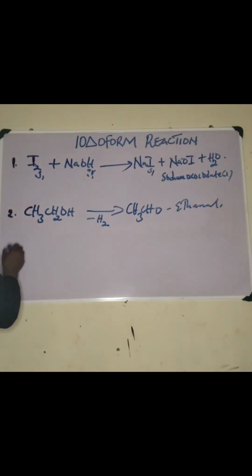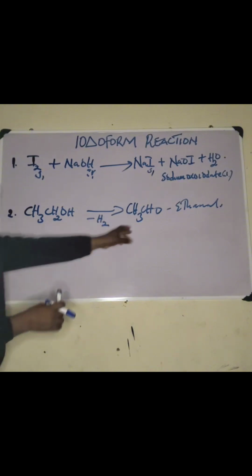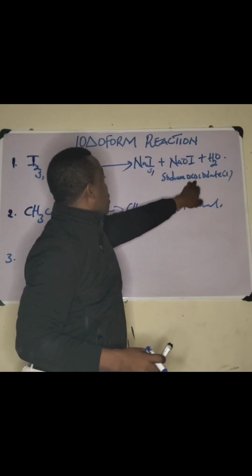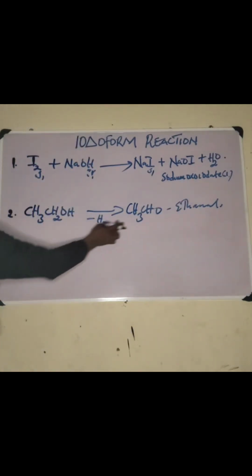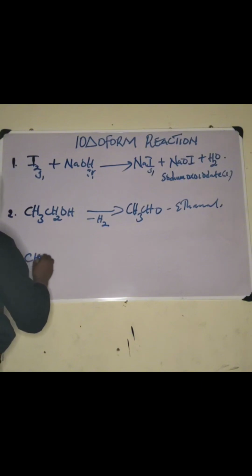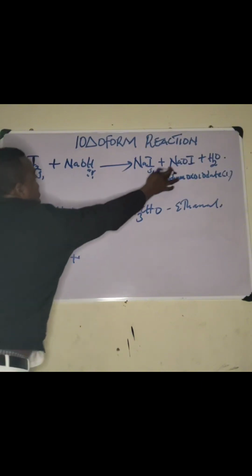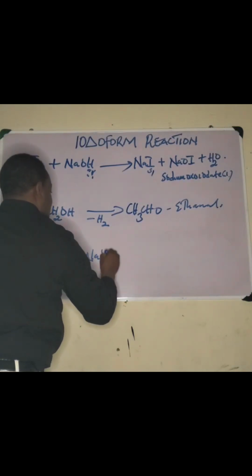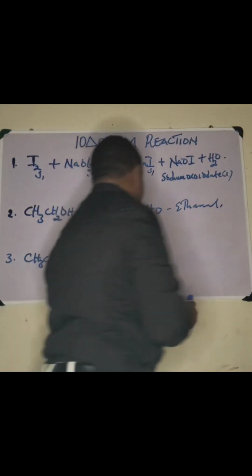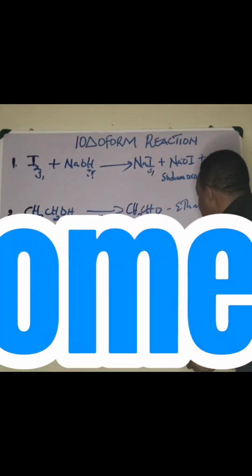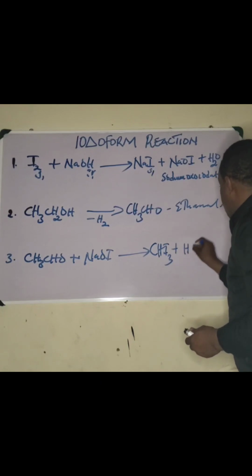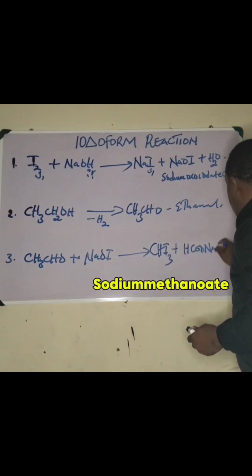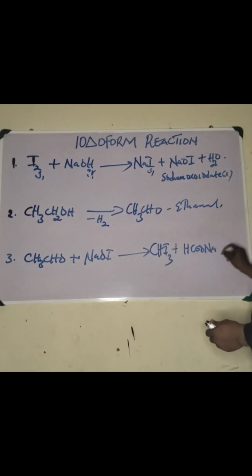Then the last but not the least stage is reacting this ethanal with this sodium oxoiodate, because this is the reagent we are talking about. So we have CH3CHO plus sodium oxoiodate. Let's see the products of the reaction. The first product is CHI3, that is iodoform, plus sodium methanoate plus sodium hydroxide.